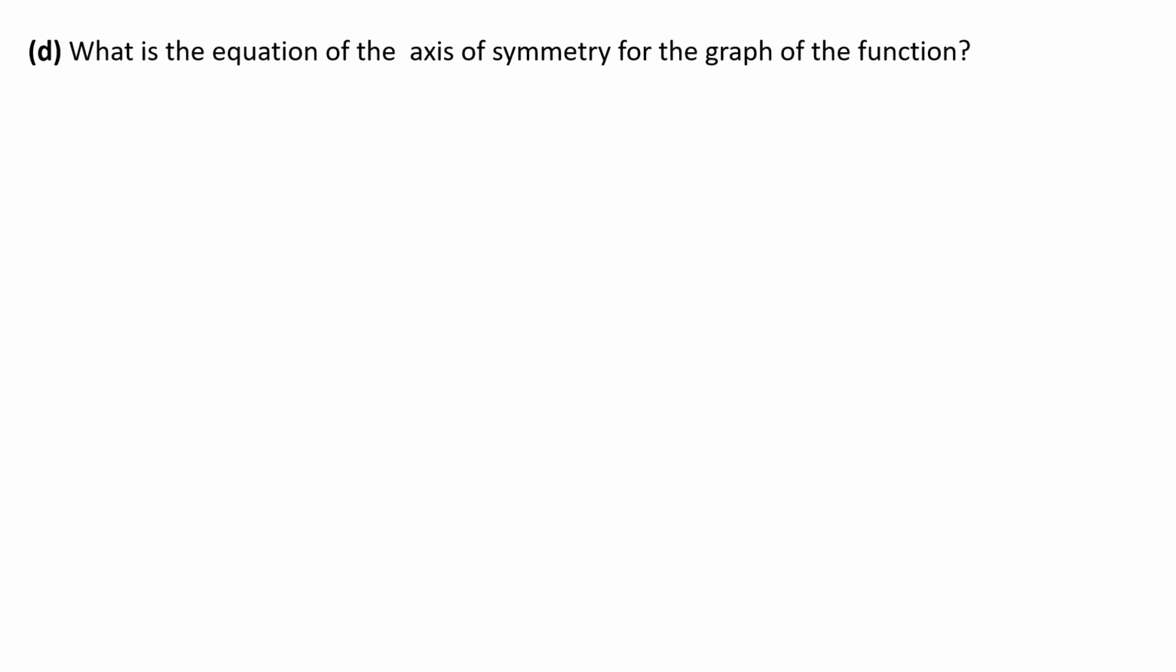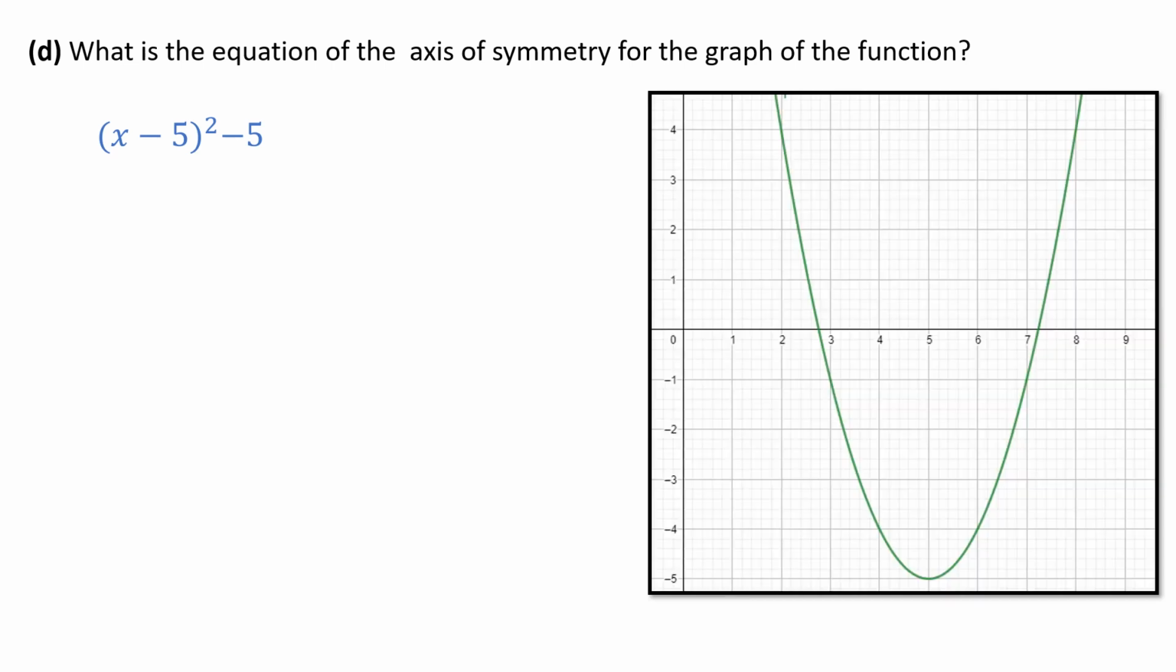Part D, what is the equation of the axis of symmetry for the graph of this function? So here's the function written in completing the square form. I'm going to sketch this out. Really, this is not something super accurate we need to do. I just want to show you roughly what's happened. So here's our positive quadratic. What the completing the square form tells us is this minimum point here. So our minimum point is (5, minus 5).